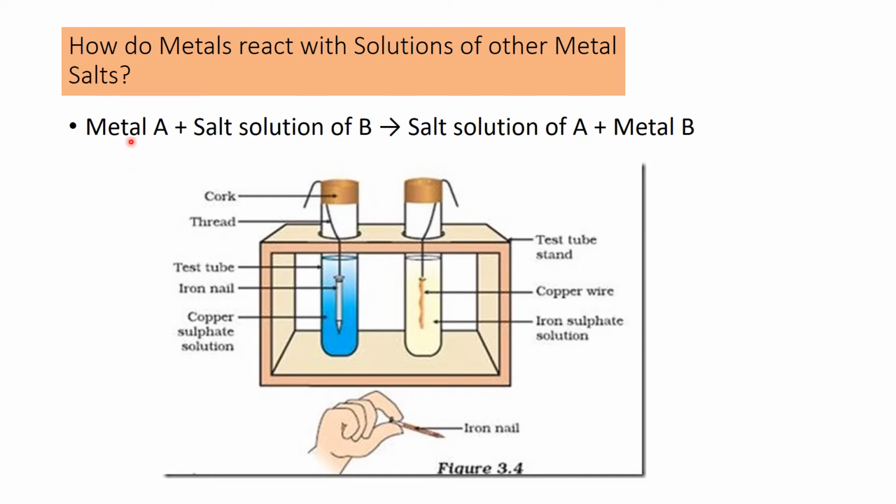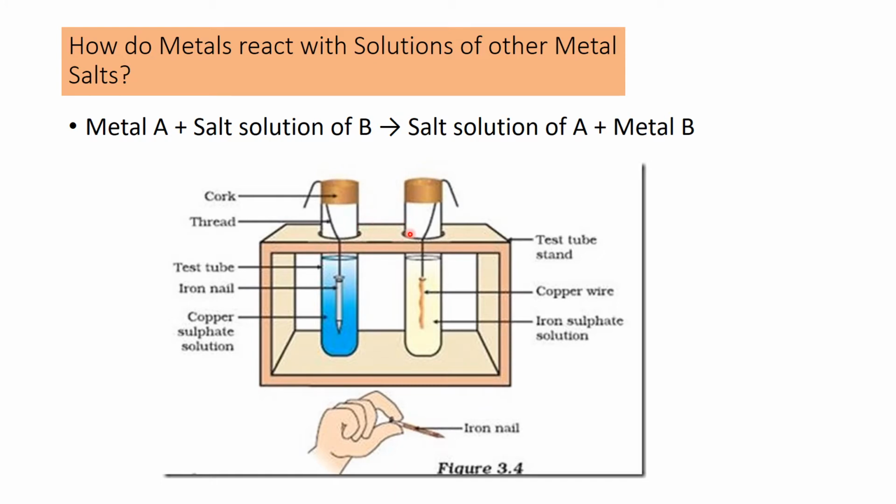If you see this reaction, metal A plus salt solution of B gives salt solution of A plus metal B. If you remember, you have done the same reaction in case of displacement reaction. Yes, this is the same reaction of displacement. It means metal A is more reactive, and that is why it is displacing B from its salt solution and B is separated here. So here you can see these two test tubes.